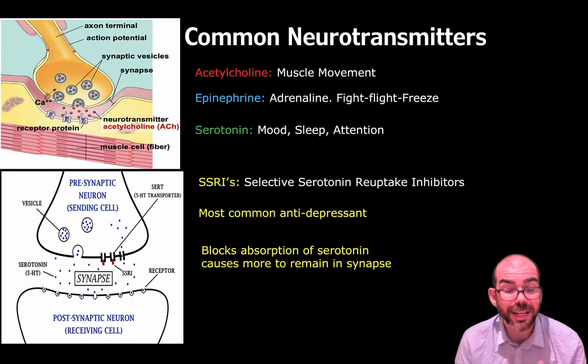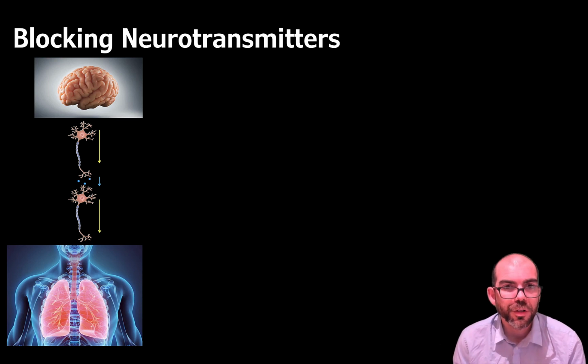SSRIs, reuptake inhibitors, block the axon terminal's ability to reuptake that serotonin. So that causes more serotonin to be present in your synapses for longer than they normally would. And this tends to cause a stable or prolonged mood. Neurotransmitters can also be blocked.